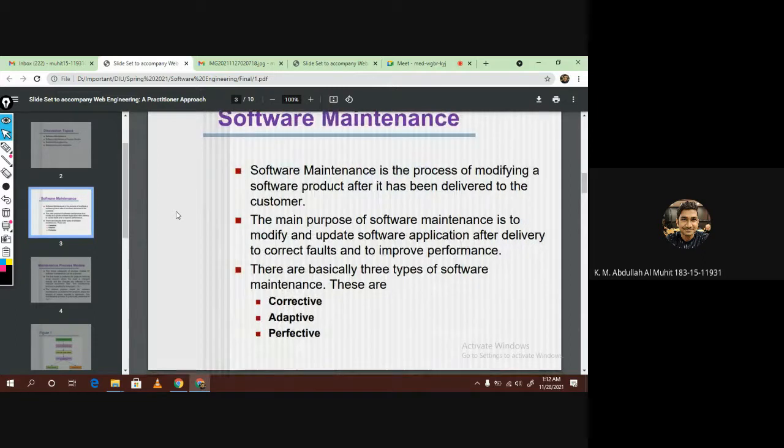Software maintenance is the process of modifying a software product after it has been delivered to the customer. The main purpose of this is to modify as well as to update the software application after the delivery to correct the faults as well as improve the performance. There are basically three types of software maintenance, which are corrective, adaptive, and perfective.